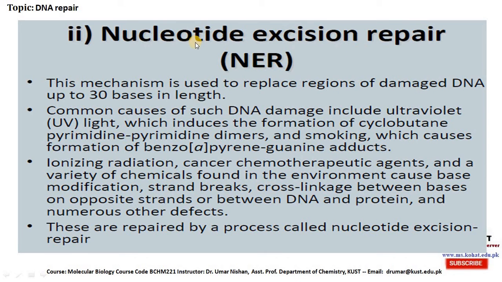The second one is nucleotide excision repair, or NER. This mechanism is used to replace regions of damaged DNA up to 30 bases in length. Common causes of such DNA damage include ultraviolet light, which induces the formation of cyclobutane pyrimidine dimers, and smoking, which causes formation of benzo[a]pyrene guanine adducts.